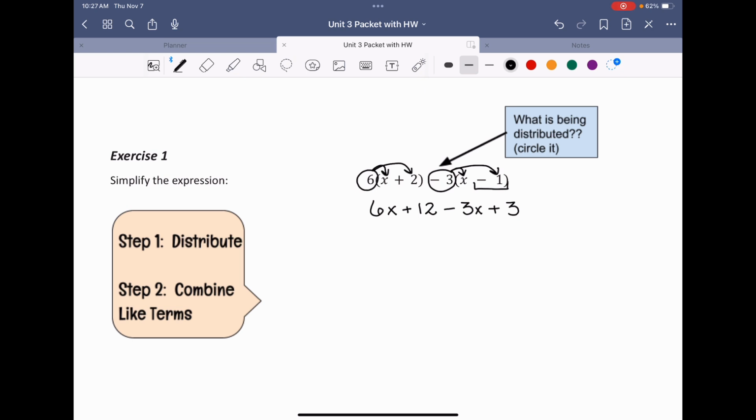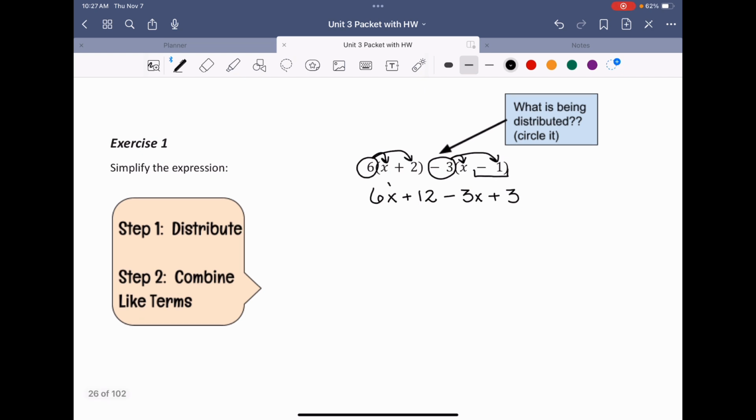From here, I'm going to combine my like terms. So let's identify our like terms. I've got terms with an x, circle the number, term, letter, and sign, and my constants. I'm going to put them together. 6 plus -3 is 3x. 12 plus 3, +15.